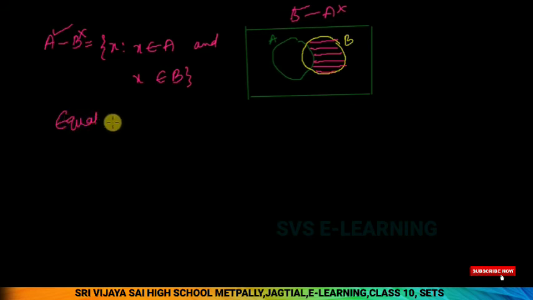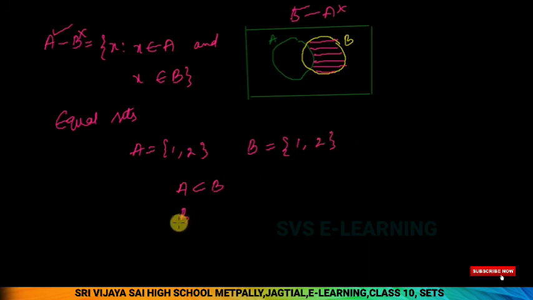Let us now learn about equal sets. Two sets A and B are equal if every element of A belongs to B and every element of B belongs to A. Let's say I have a set A which contains elements 1 and 2, and then I have another set B which contains elements 1 and 2. I see that every element of A here is also an element of B. So I can write it down like this: A is a subset of B, because every element of set A is also an element of B.